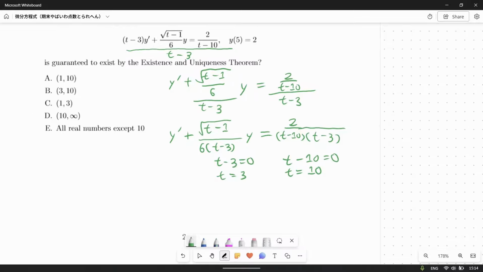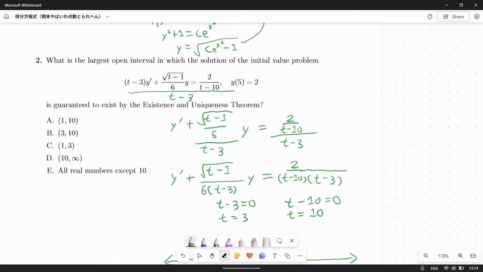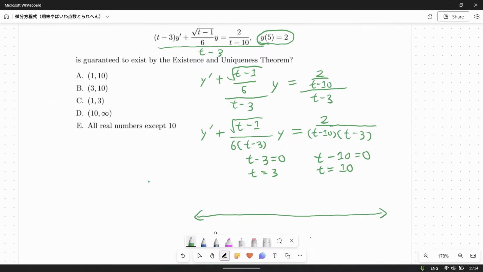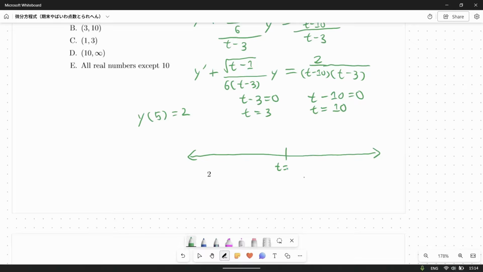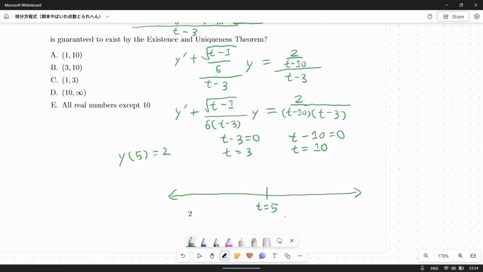So the next thing I'm going to do is put down a number line here, because the next thing we have to do is compare those points where there's an undefined answer or a discontinuity relative to the initial condition given to us, where our initial condition is y of 5 is equal to 2. So let me write that down here. We were given the initial condition that y of 5 is equal to 2. So on the number line, I'm going to put in the middle that t is equal to 5.